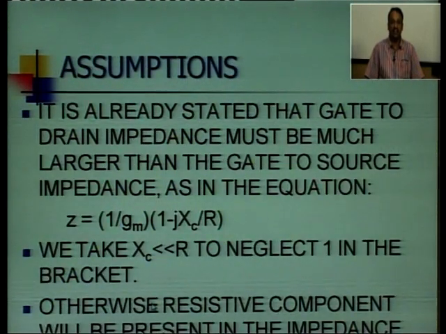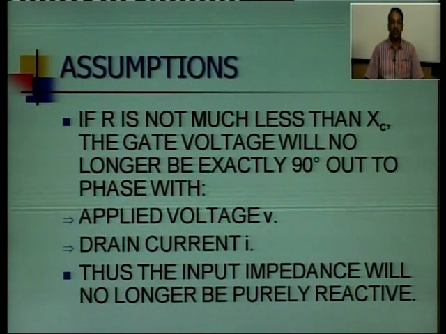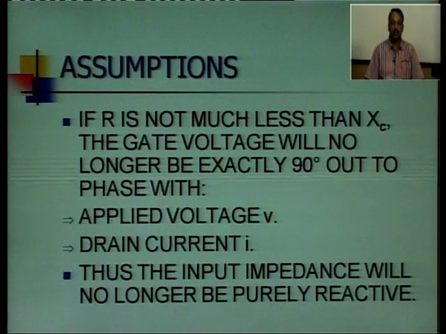It is already stated that the gate to drain impedance must be much larger than the gate to source impedance. If R is not much less than XC, so that we cannot assume XC is very much greater than R, the gate voltage will no longer be exactly 90 degrees out of phase with the applied voltage V.